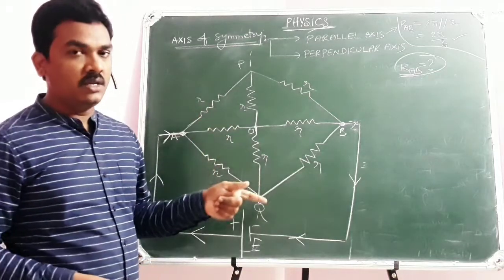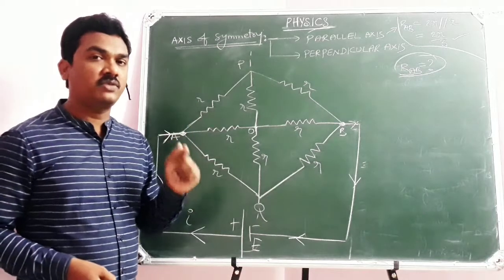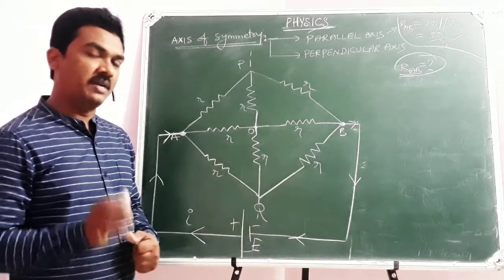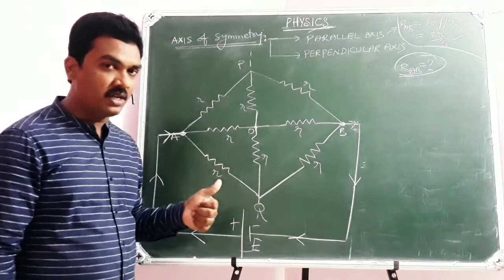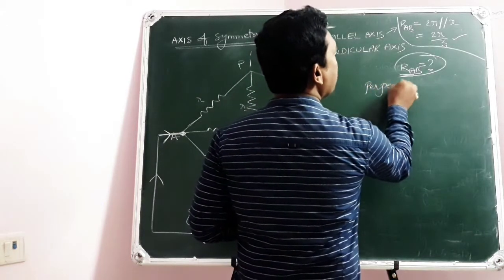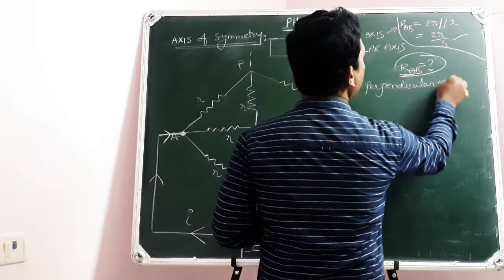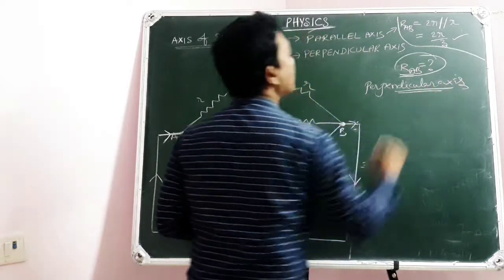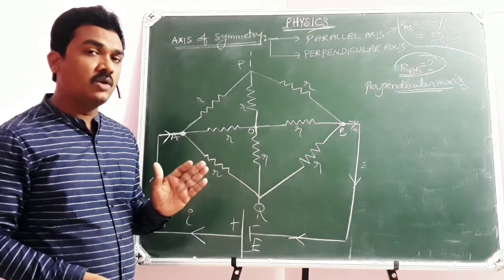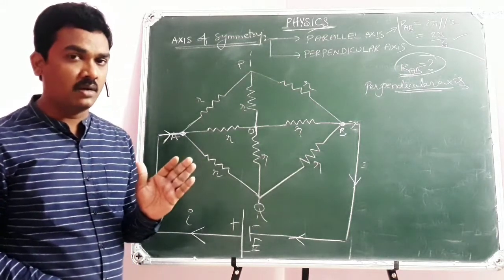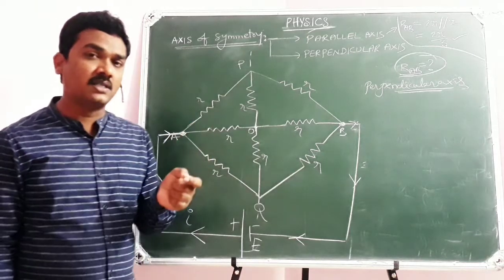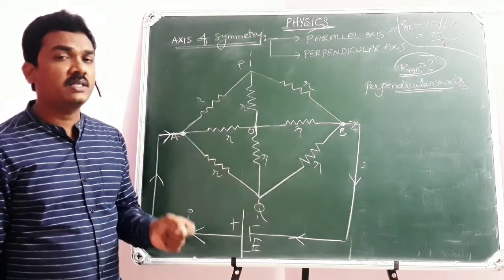Equivalent resistance across AB using the perpendicular axis of symmetry. Don't expect that now I am going to calculate effective resistance across PQ. Now I am calculating effective resistance across AB only, but using the perpendicular axis of symmetry. So when you are applying this, if a circuit has symmetry about the perpendicular axis, then all the points on that perpendicular axis of symmetry will be at the same potential.